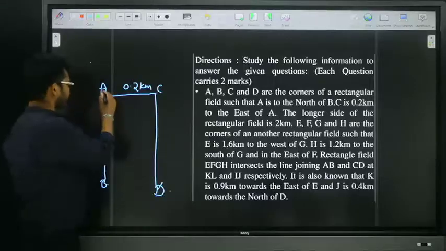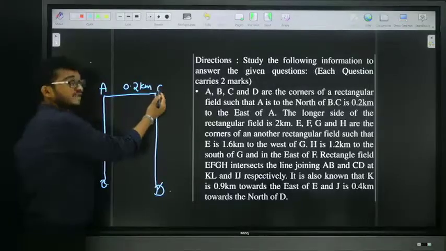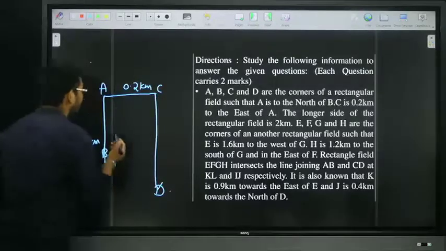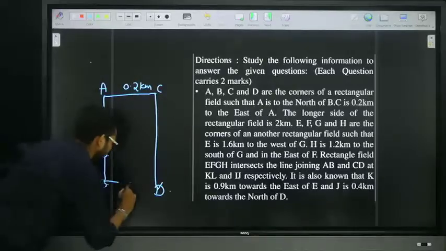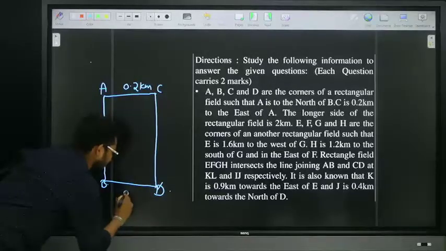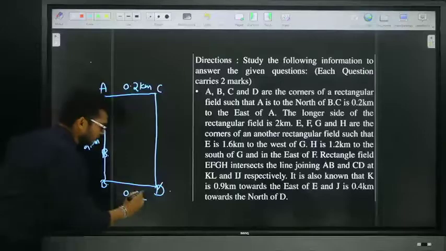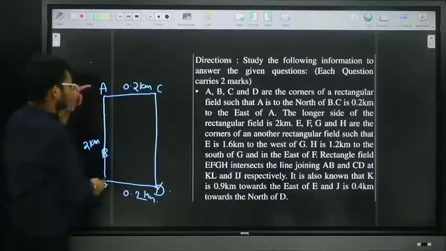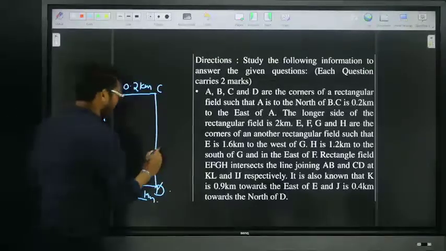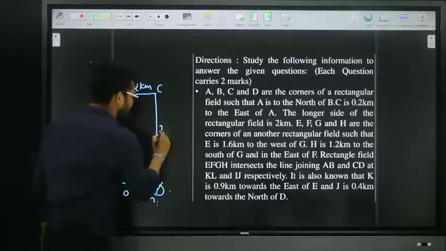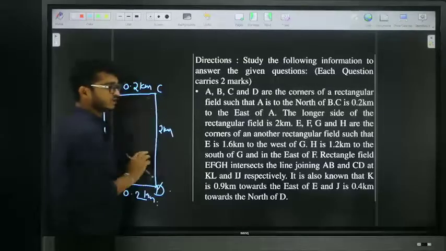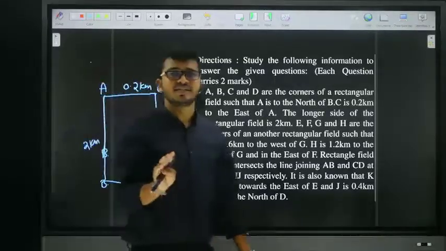See here. This one is for A, this one is for B, this one is for C, this one is for D. This one is 0.2, so this one is also compulsorily 0.2 kilometer. This one is 2 kilometer, so this one is also compulsorily 2 kilometer. Now the rectangle ABCD is completed.